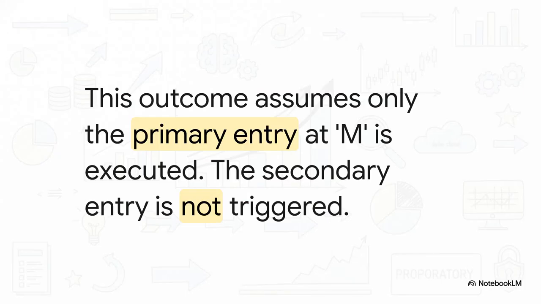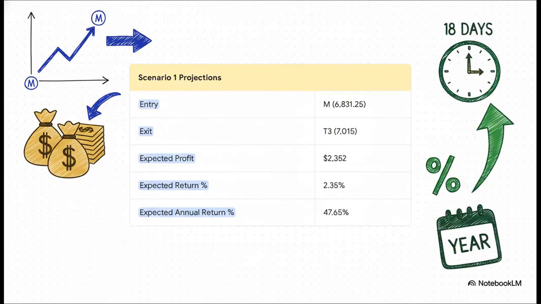Okay, let's explore the first scenario. This is the outcome we'd see if only the primary entry at M gets executed. In this case, that second entry at PC is never triggered. So in this scenario, the entry is at M and the exit is way up at target 3. The expected profit calculates out to $2,352. That translates to an expected return of 2.35%. And based on the cycle's 18-day duration, the expected annual return would be 47.65%.